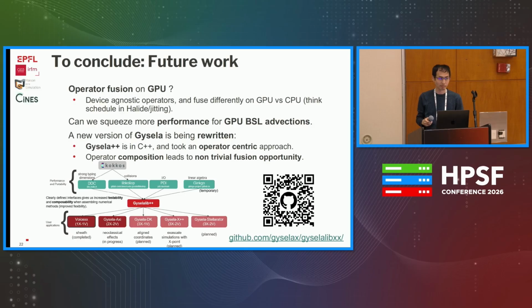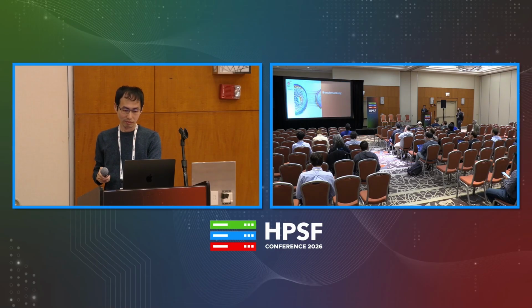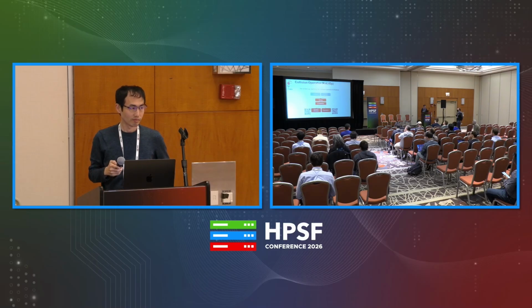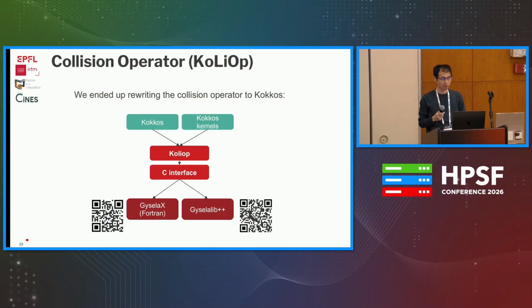I guess I have one question. I was wondering about some of this interoperability layer, like when you have the C layer in between C++ and Fortran. Do you see any future where this could be reduced by more automatic interoperability between C++ and Fortran?